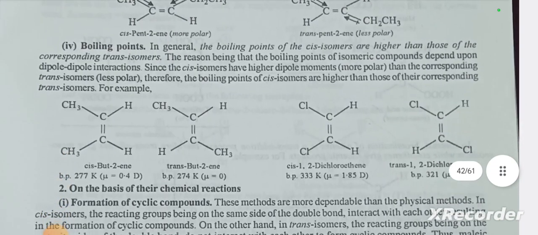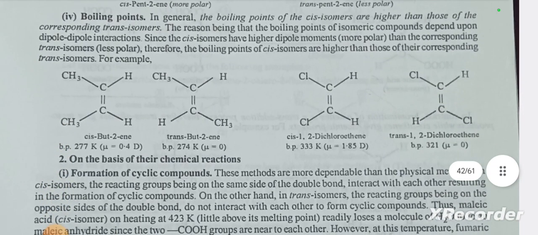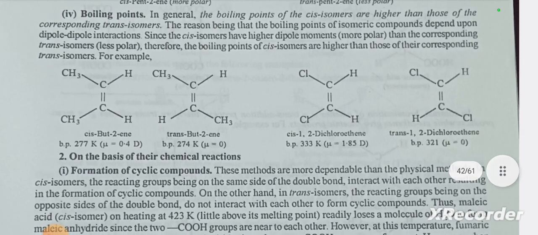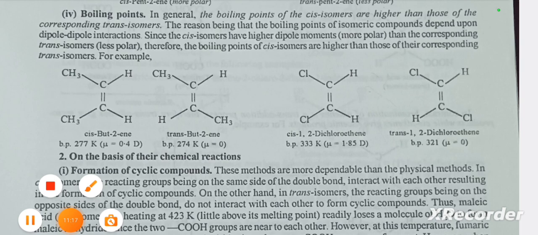Boiling points. In general, the boiling points of cis isomers are higher than those of corresponding trans isomers. The reason behind this is that the boiling points of isomeric compounds depend upon dipole-dipole interactions. Since the cis isomers have higher dipole moments than the corresponding trans isomers, which are less polar, the boiling points of cis isomers are higher than those of trans isomers.